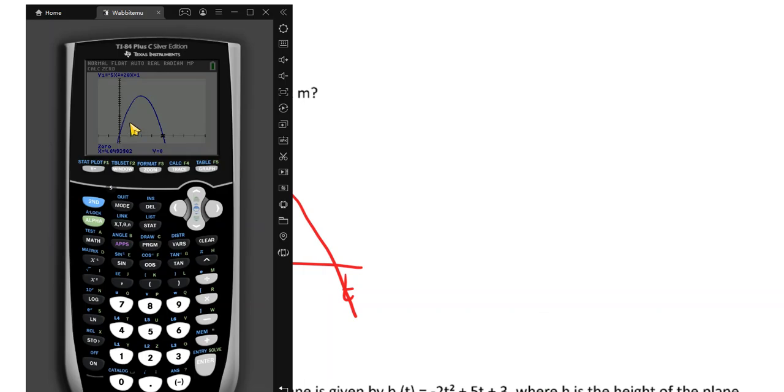So again, I want to figure out where it's at 2 meters. The reason this is different is because now they're giving me the y value and I want to figure out what the x value is. It's kind of the opposite of before. What I'm going to do is make another line. So let's go down to y2, and I'm going to make just a horizontal line at 2. That would give you a horizontal line at 2 meters. Let's see what that looks like.